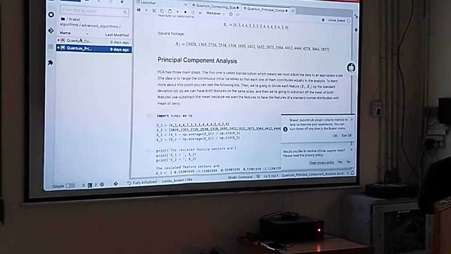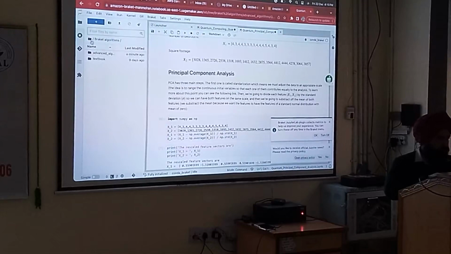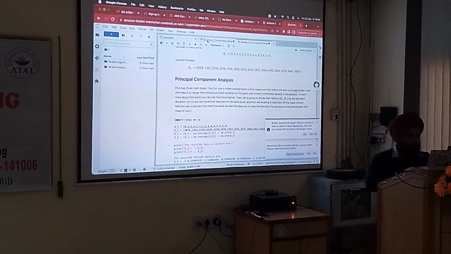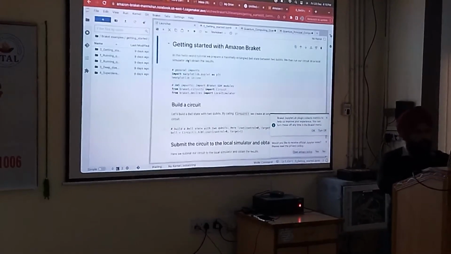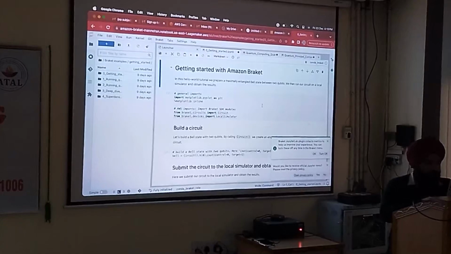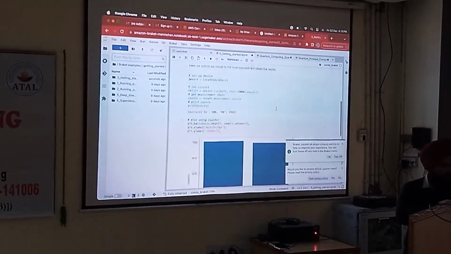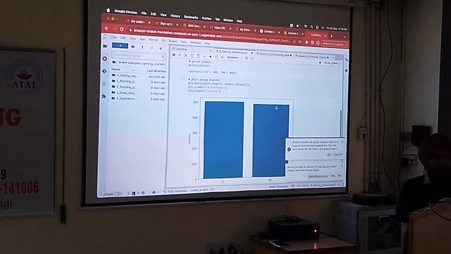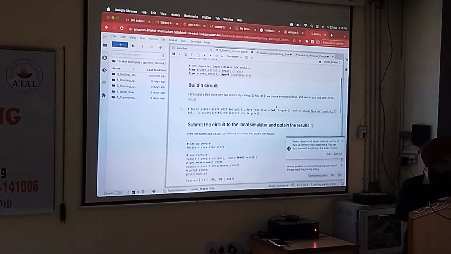Here we have to launch, start a Braket, and this is the first code of quantum. All of you know about the Bell state. So the Bell state's first code is here.